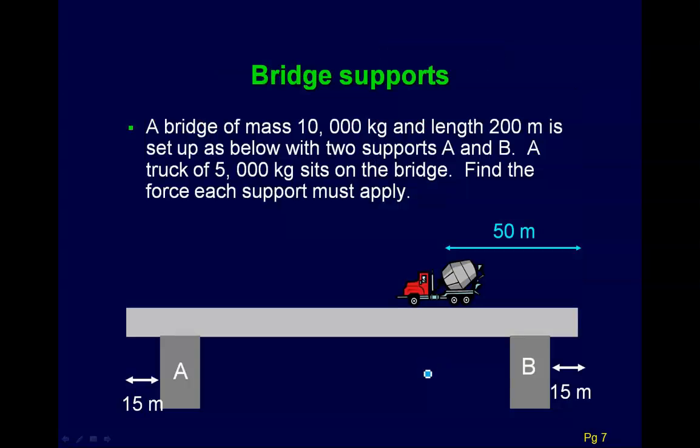So here's our first example, and here we have a bridge with two supports that has a dump truck parked on it. The idea here is you want to find what the supports are, FA and FB. If you were an engineer, you might want to find out how much force they'll have to hold in order to do something like this.